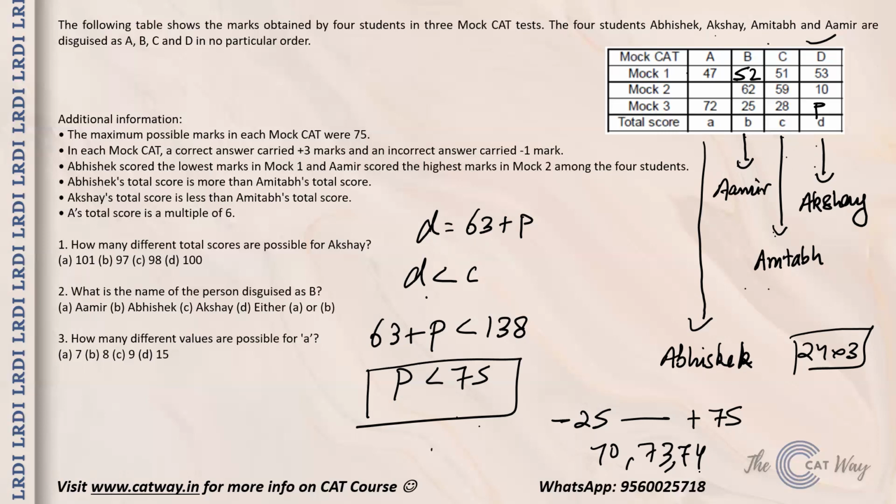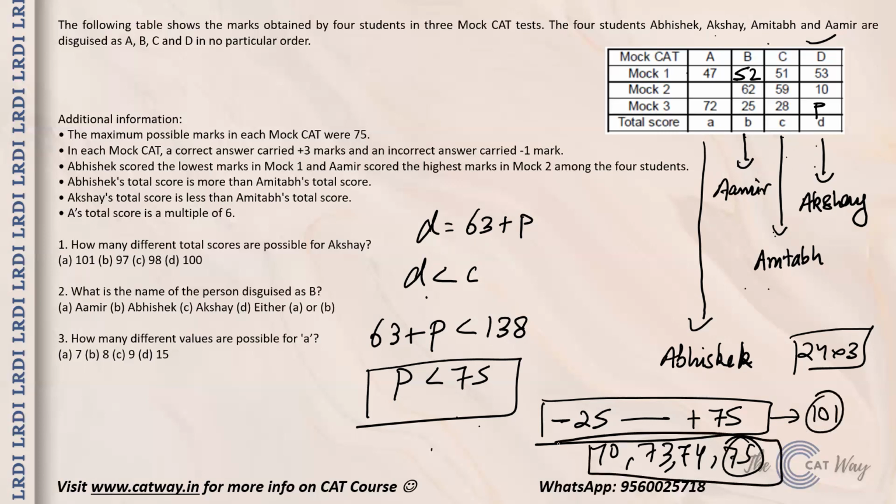Okay, so now what you have is that 70, 73 and 74 are not possible. Also, initially what we determined is that 75 is also not possible. So how many scores are these? These are in total 101 scores. Out of that, these 4 scores are not possible. So all those 4 scores will be removed, and you will be left with 97 scores. So the possible number of different scores is 97.